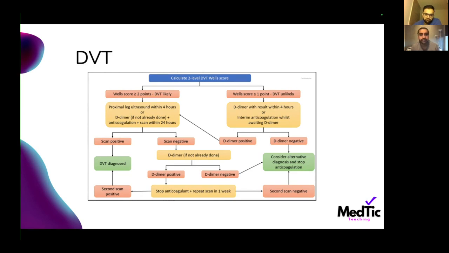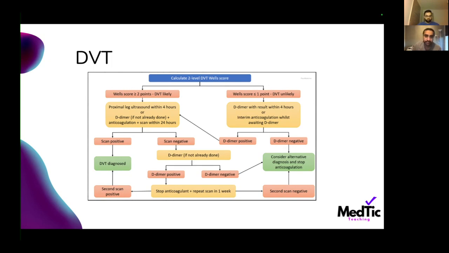But if you're waiting, you do a D-dimer, you anticoagulate and wait for the scan. The D-dimer, as people would know, is an exclusion test. So if it is negative, then it cannot be a DVT or a PE. That's why you can see on the right, D-dimer negative, you need to think of another diagnosis. Anything else I need to explain on this side, to be honest?